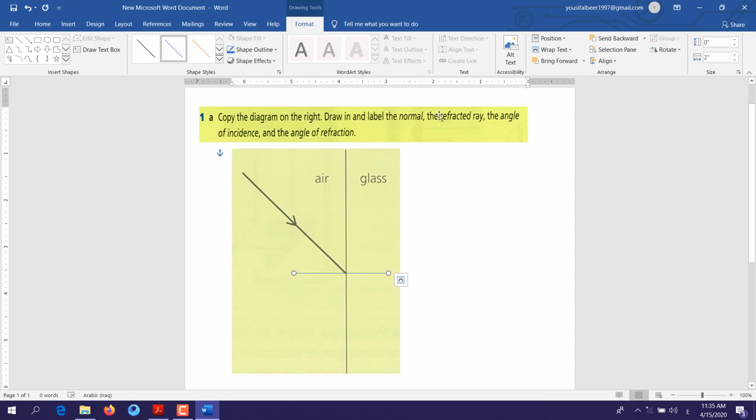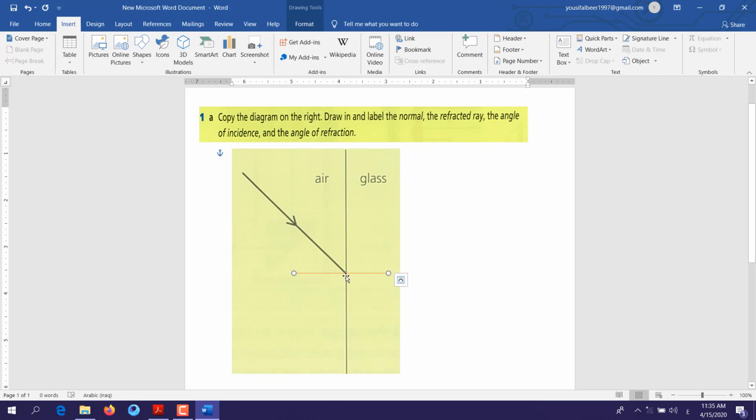Then the refracted ray. What do you mean by refracted ray? Bending of the ray. Okay, now where will it be? Now the light is traveling from air to glass.